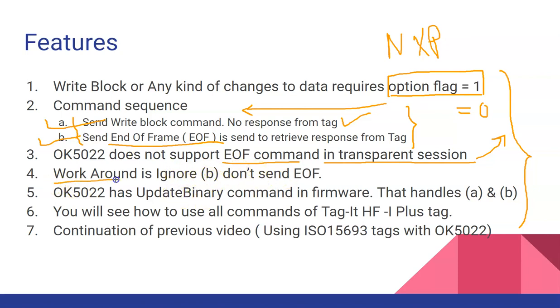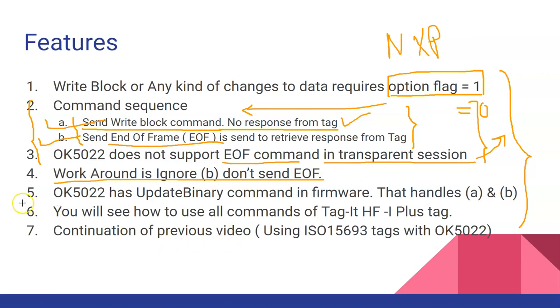When we do this type of workaround, you have to ignore the error you might get in the first command, because the write single block command does not return any response. You'll come to know about this when I demonstrate this tag. If this is a bit confusing, just keep in mind that having the option flag equal to 1 has an issue with this reader writer.